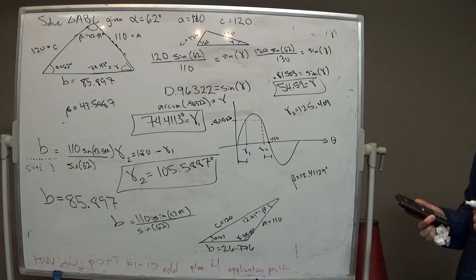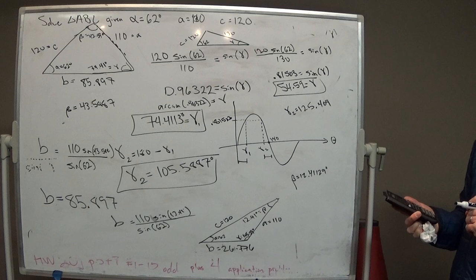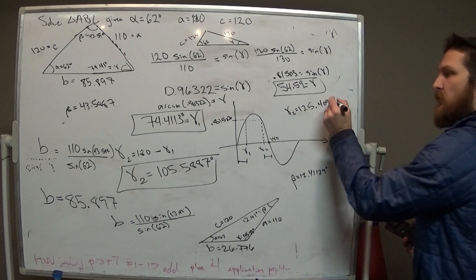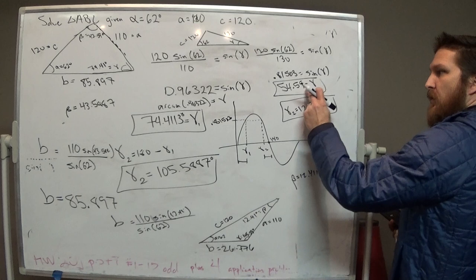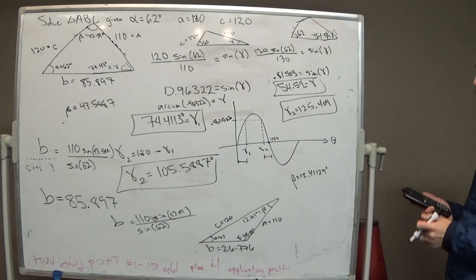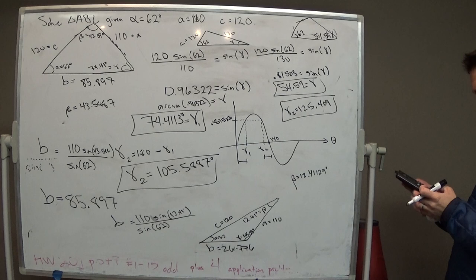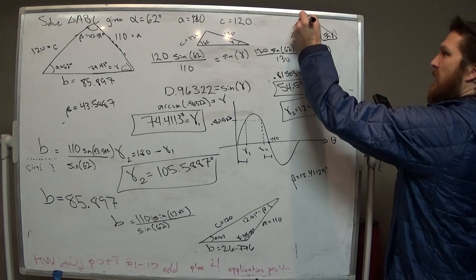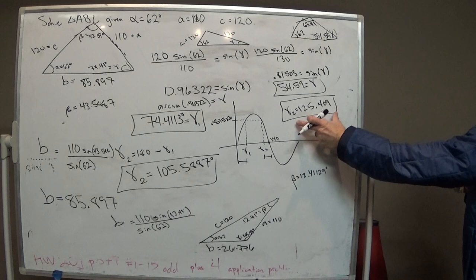But then we have a problem. Because if that's the case, what's your other angle? So, you see what I'm saying here? In one case, you'll get this: the acute case where you have your 62, your 54.59, and then what would that be? Well, that would be 180 minus 62 minus 54.59, and you get 63.41, some other junk.